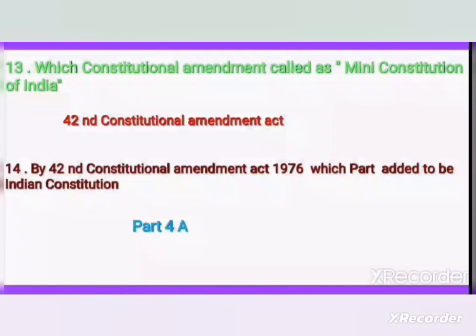Which constitutional amendment is called the Mini Constitution of India? 42nd Constitutional Amendment Act 1976 is called the Mini Constitution of India. Why is it called the Mini Constitution of India? Because many changes took place in our constitution by the 42nd Constitutional Amendment Act.